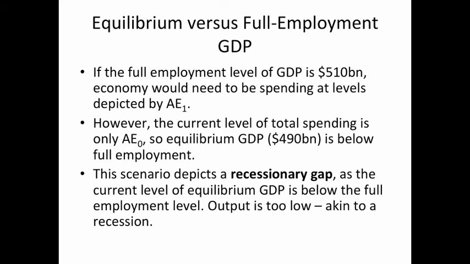So, there's some notes just behind that. The full employment level of GDP is $510 billion. To get there, though, the economy has to be spending on that AE1 spending line. However, currently we're only along the AE0 spending line. So the economy is below full employment. Again, we call this a recessionary gap, as the current level of equilibrium GDP is below the full employment level. Again, when output is below the full employment level, it's like being in a recession. You might not technically be in a recession, but you can think of it that way.